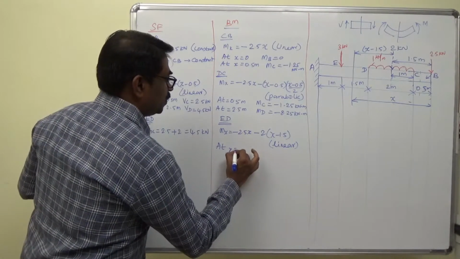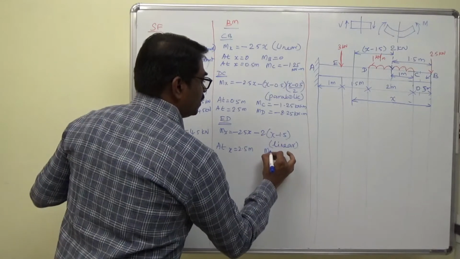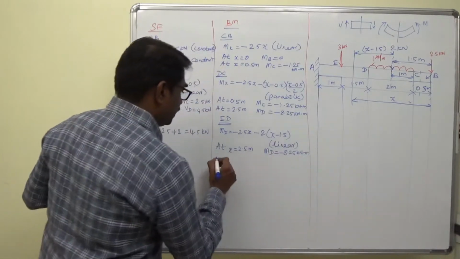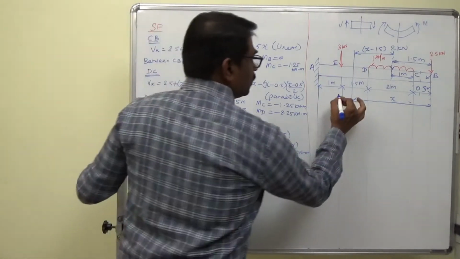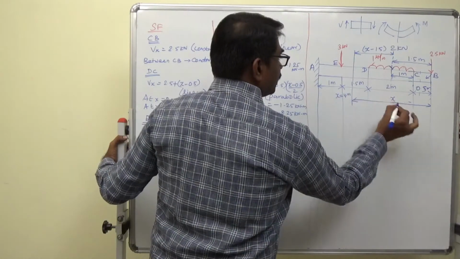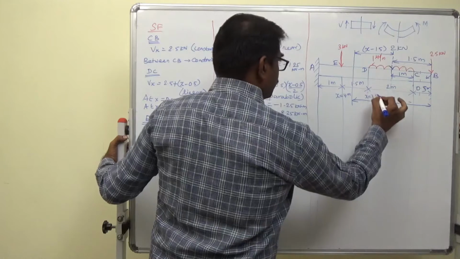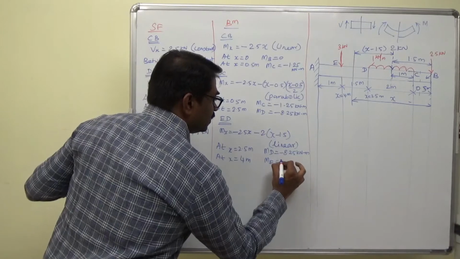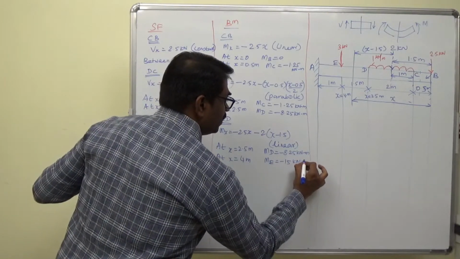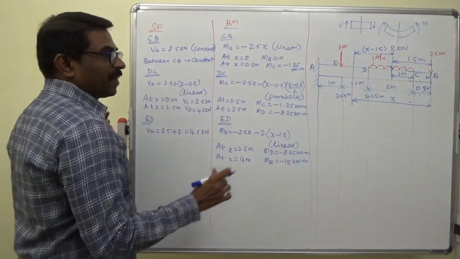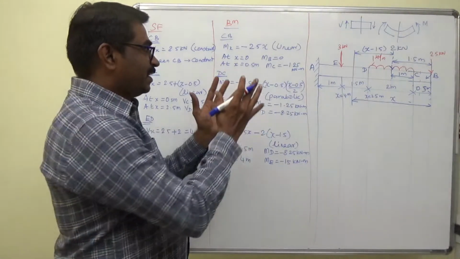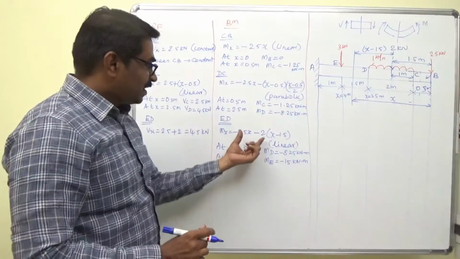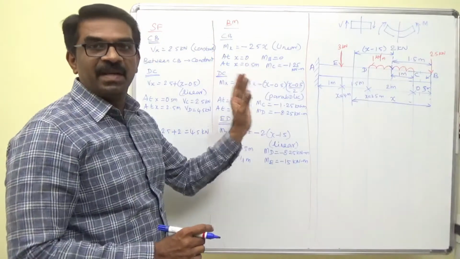So at x equal to 2.5 meter, I am at D, so MD is 8.25 kilonewton meter. At x equal to 4 meter, I am at E. So I am getting 15 kilonewton meter. Substitute, you will get it. So we have obtained the shear force and bending moment for the segment ED. Mind it always, this expression is valid only for that segment ED.